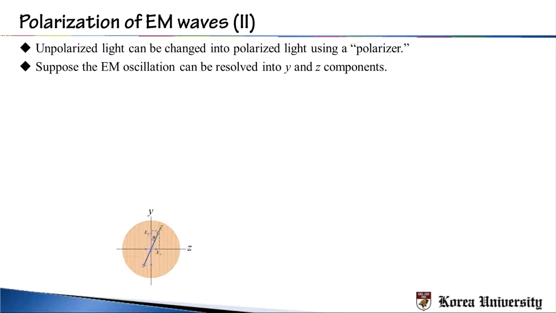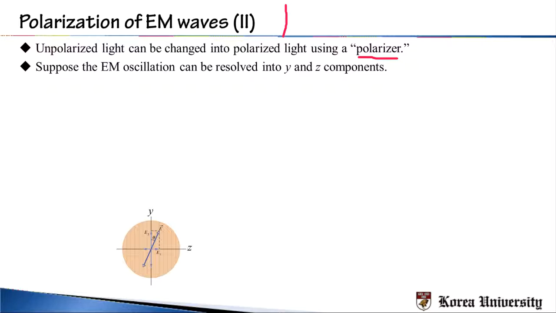Okay, then how do we make unpolarized light or randomly polarized light into plane polarized light? We do it by using a device called a polarizer. And in fact, let me mention one thing.